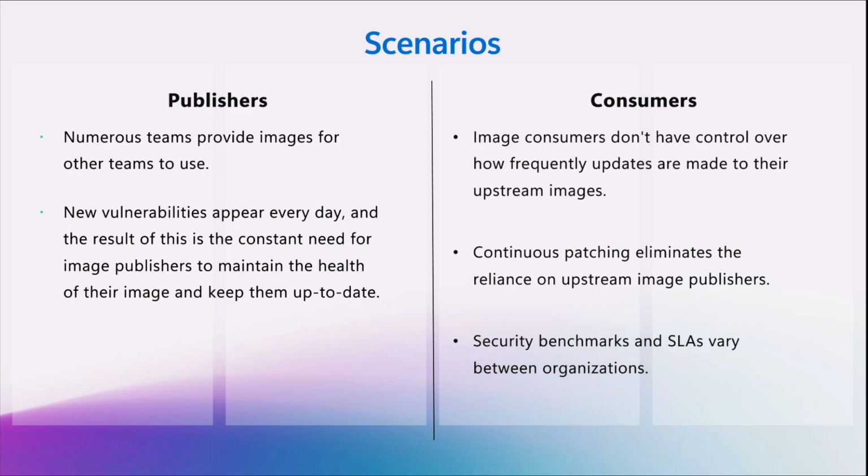Second, image consumers. These consumers often rely on upstream publishers and maintainers for patches, new images, and fixes. They also can't control how often upstream images are updated. For example, an upstream maintainer might update the image once a week, every 2 weeks, or once a month. And this schedule may not work for the customer's security benchmarks or SLAs. So for those who have a stricter security mindset or stricter requirements, continuous patching helps to reduce this risk on upstream dependencies for at least OS-based vulnerabilities.